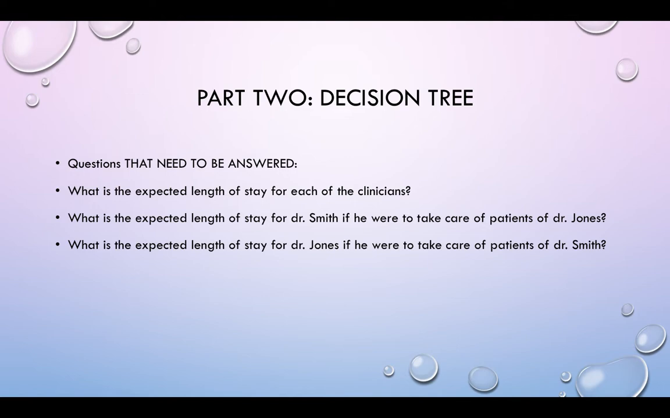Part 2 of this assignment is the decision tree. There are 3 questions that need to be answered. What is the expected length of stay for each of the clinicians? What is the expected length of stay for Dr. Smith if he were to take care of patients of Dr. Jones? And what is the expected length of stay for Dr. Jones if he were to take care of patients of Dr. Smith?